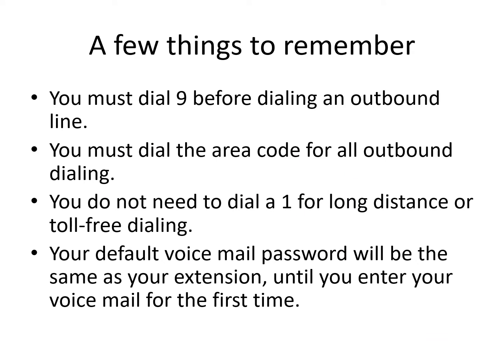Here's a few things to remember moving forward. One is you must dial a 9 to get an outside line. So 9, area code, and phone number to make a call. You must dial the area code for all outbound dialing. You don't need to dial a 1 for long distance or toll-free dialing, so no 1 needed. If you accidentally dial the 1, it'll still work, but it's good to get in the habit of not dialing the 1 so you don't accidentally dial 911.